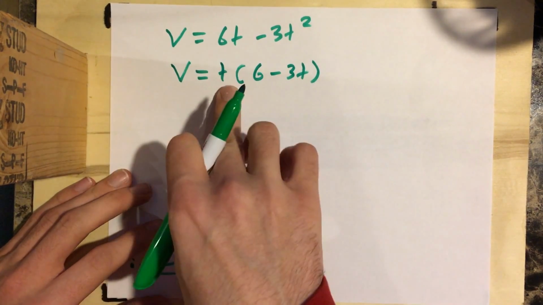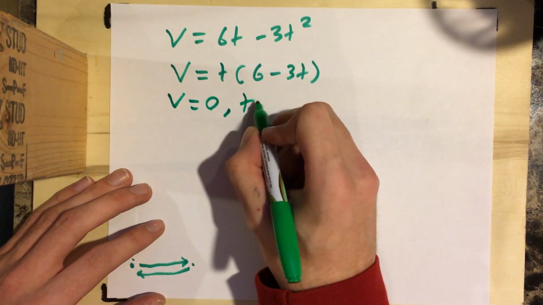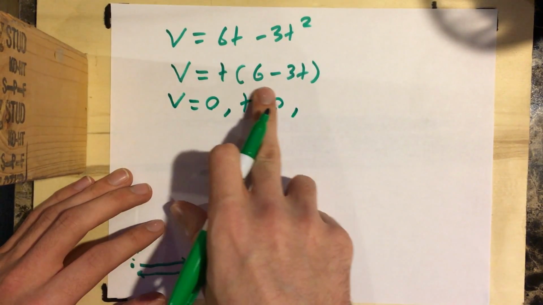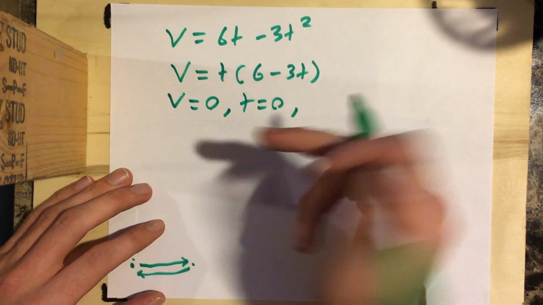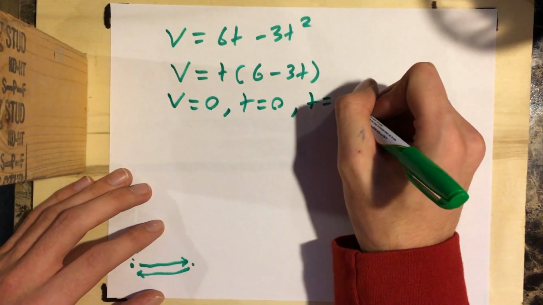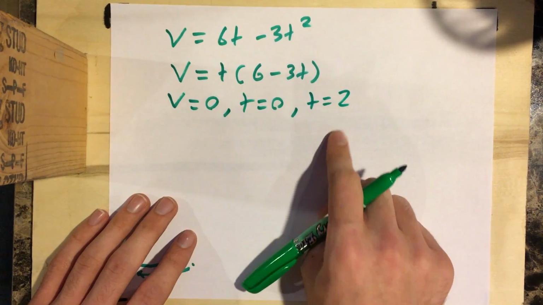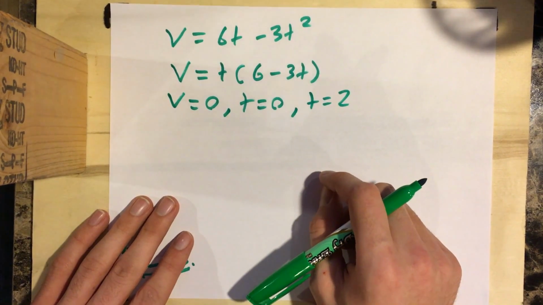So v is equal to 0 at t equals 0 because of this, and it's also equal to 0 at t equals 2 because 3 times 2 is 6, and 6 minus 6 is 0. So at these two times, t equals 0 and t equals 2, the velocity is 0, which is important.